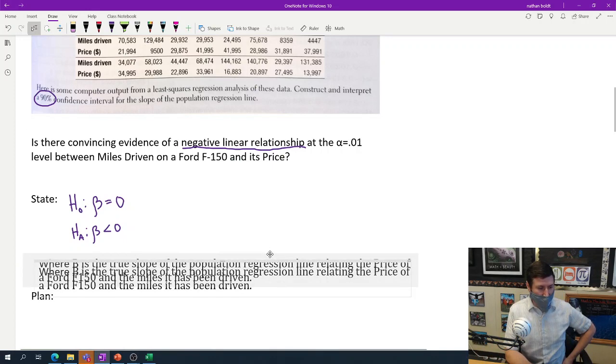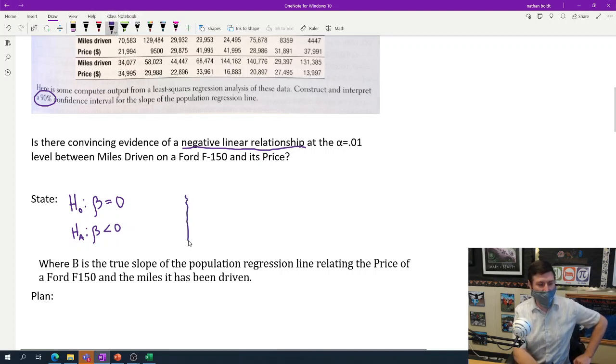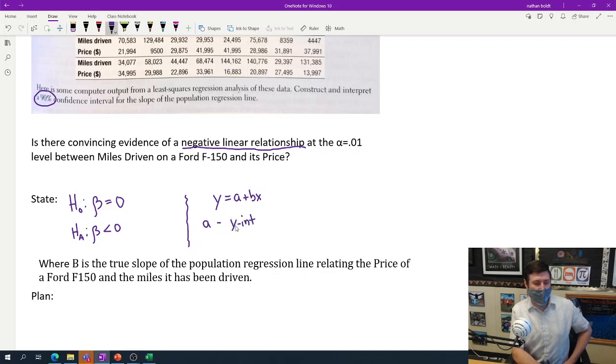Now, you might be thinking, Bolt, what the heck is that weird curly B thing you just drew right there? That's simply a Greek letter B. If you remember, real quick little background for you, our regression equation is y equals a plus bx, where a is the y-intercept and b is the slope, right?